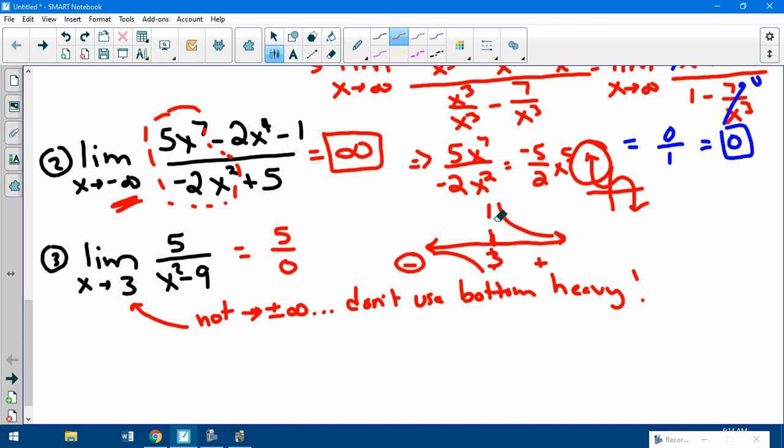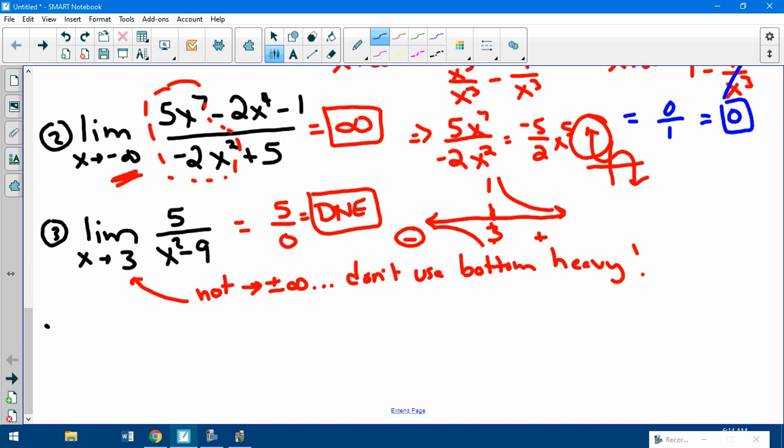So what does that mean about the limit at 3? It does not exist. So when it's over 0 like this, you might get does not exist. If for some reason these were both positive, the answer would have been infinity. Or if they were both negative, the answer would have been negative infinity. So that's why you have to partition.